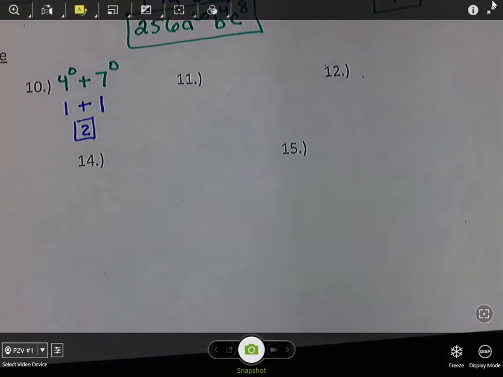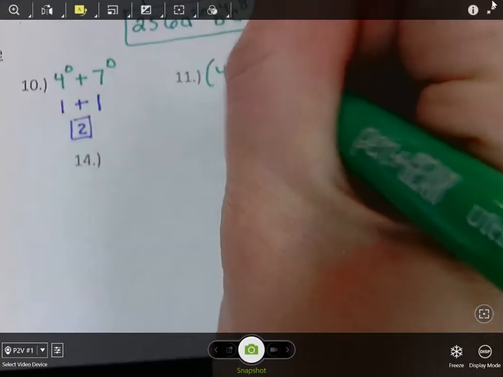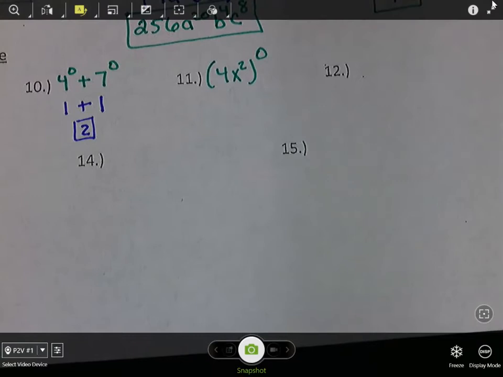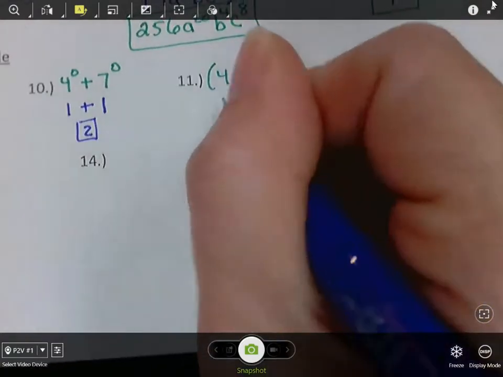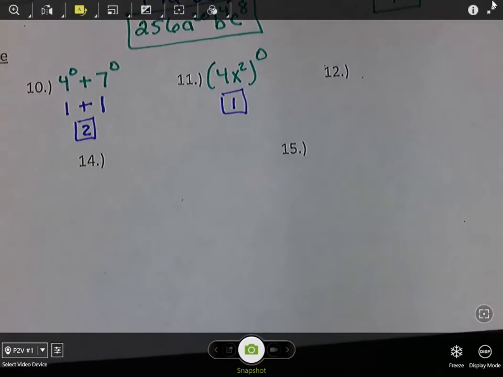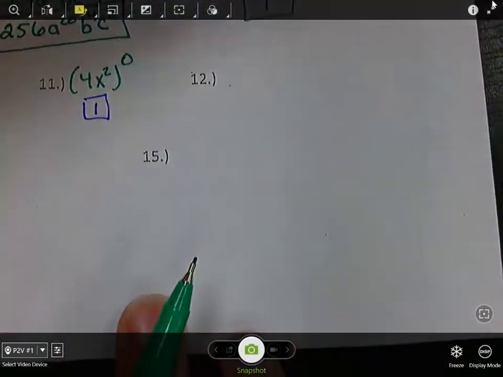Number 11. 4x squared to the 0 power. What do you think that one is? 1. Anything to the 0 power is 1, and this whole thing is getting raised to the 0 power, so it's 1. I hope you made some easy. See, 0 equals 1.